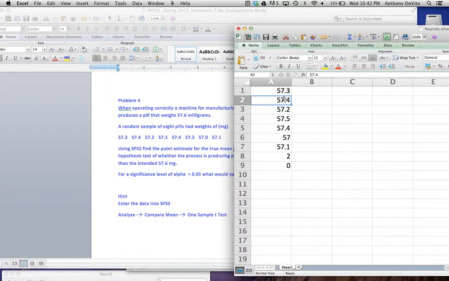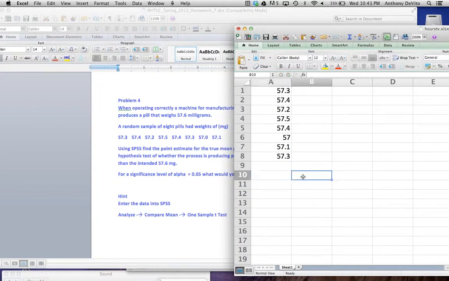57.3, 57.4, 57.2, 57.5, 57.4, 57.3 I missed. So this is going to be 57.3. I'll just put this one down here. And I'll get rid of this 0. We don't need that anymore. Okay, everybody agree with me that that's right?